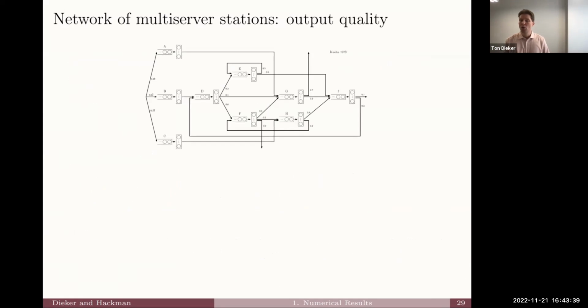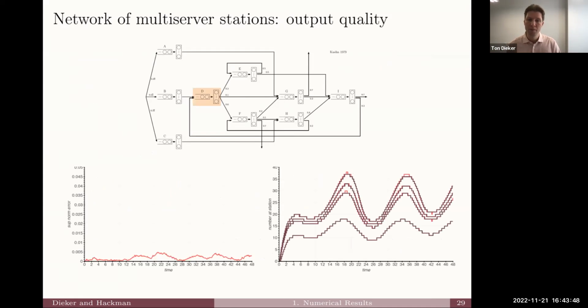Let's talk about the output quality. We don't have to discuss stations A and B and C because they are single stations by themselves. Here is a picture of the quality for station D. On the left, you see the subnorm error as a function of time.